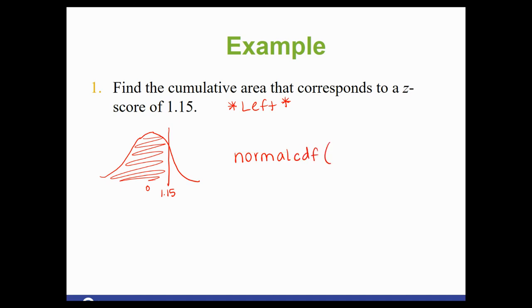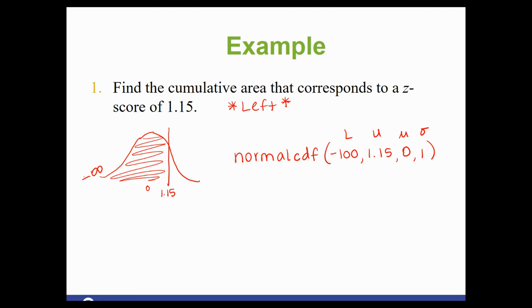NormalCDF. For lower bound, I'm going to type in negative 100 to represent negative infinity. For upper, I'm going to put in 1.15, 0 for mean, 1 for standard deviation. And when you click paste, it brings it back to the main screen in this order that I've just written it. It is always in the order lower, upper, mean, and then standard deviation.